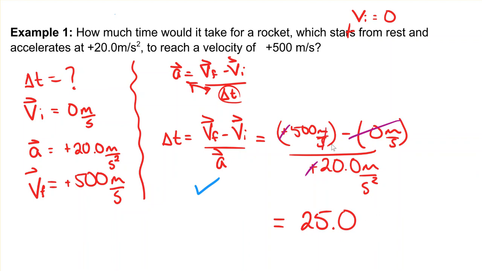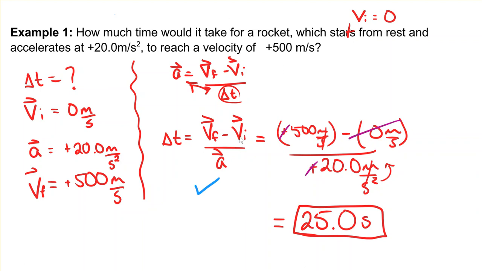And what do I get? Meters per second cancels with meters per second, and the second comes up. It's a little bit complicated, but we're left with time, and time is always in seconds. So it's going to take a grand total of 25 seconds for that rocket, which started at rest, to accelerate to a final velocity of positive 500 meters per second.